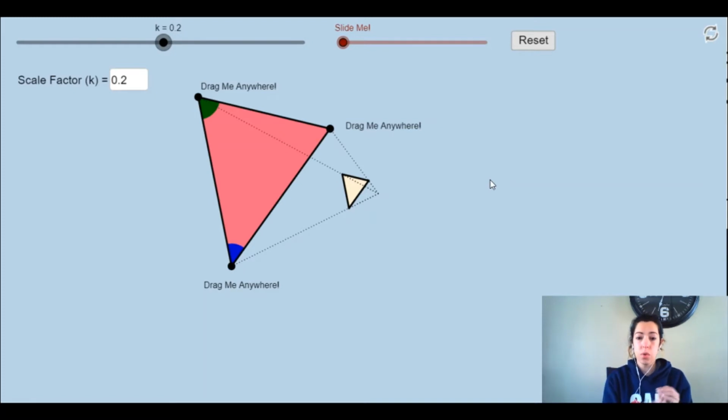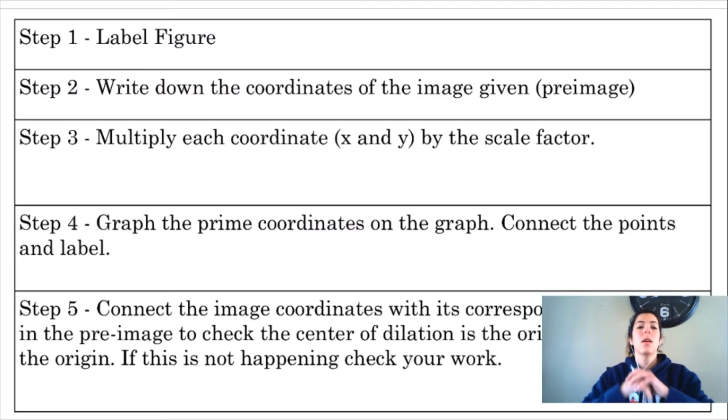Let's now move into the coordinate plane and how we dilate on a coordinate plane. So let's learn how to dilate figures in a coordinate plane. There are 5 easy steps. The first one, if the figures given are not labeled, please label them. Then write down the coordinates of the given figure, which is the pre-image. So if I give you a figure, label it and write down the coordinates.